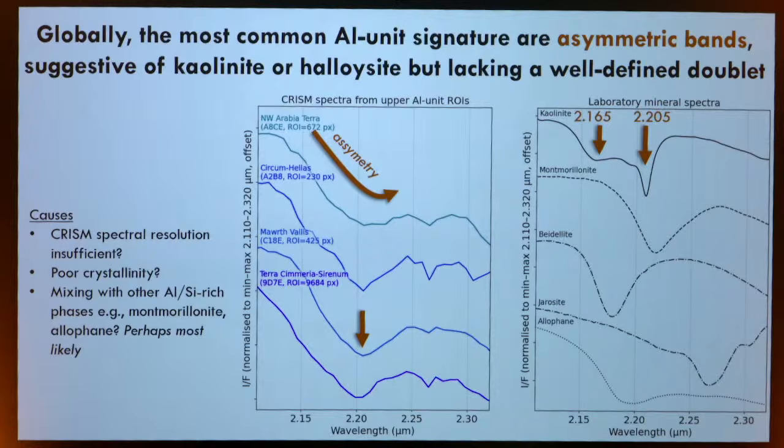But I just wanted to point out, let's look at this bottom spectrum here from Terra Cimmeria, Terra Sirenum, which is a really clean kaolinite spectrum. Actually, when you look at the region of interest this was taken from, it's not just a small ROI, it's actually 2,800 pixels. And that suggests that at least at this locality, we seem to have a really pure concentration of this one aluminum alteration mineral.